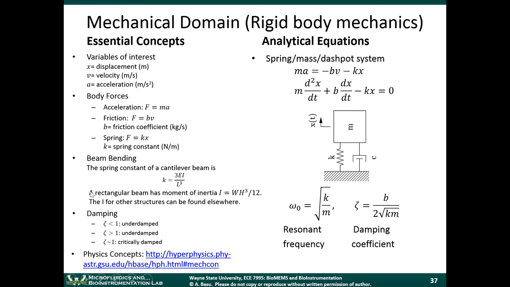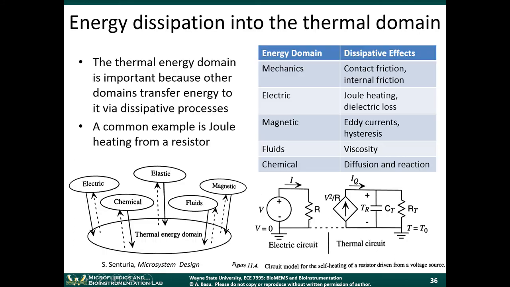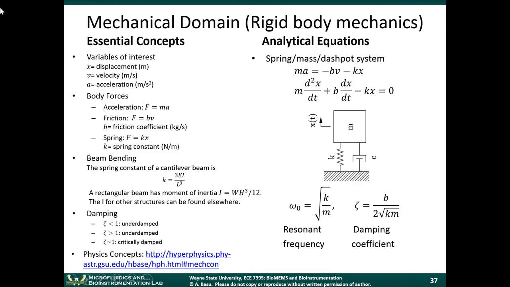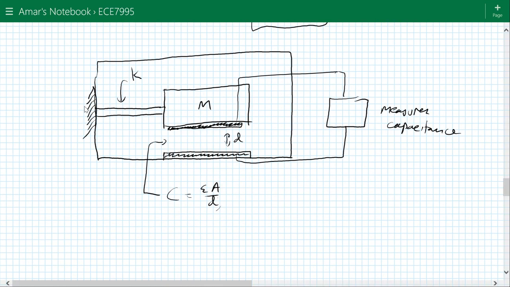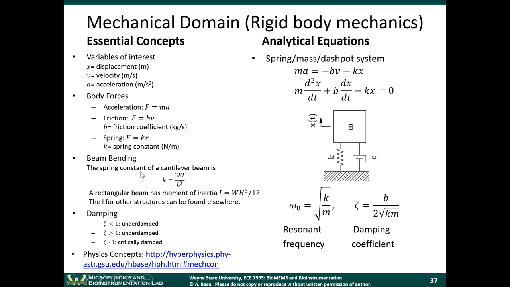Another important and basic concept is the beam bending of a cantilever beam, since this comes up all the time in MEMS-type devices. So this cantilever beam is going to exert a force, right? And the dimensions of this beam and the rigidity of the beam are described by its spring constant K. The spring constant K is given by this equation here. K is equal to 3EI over L cubed.